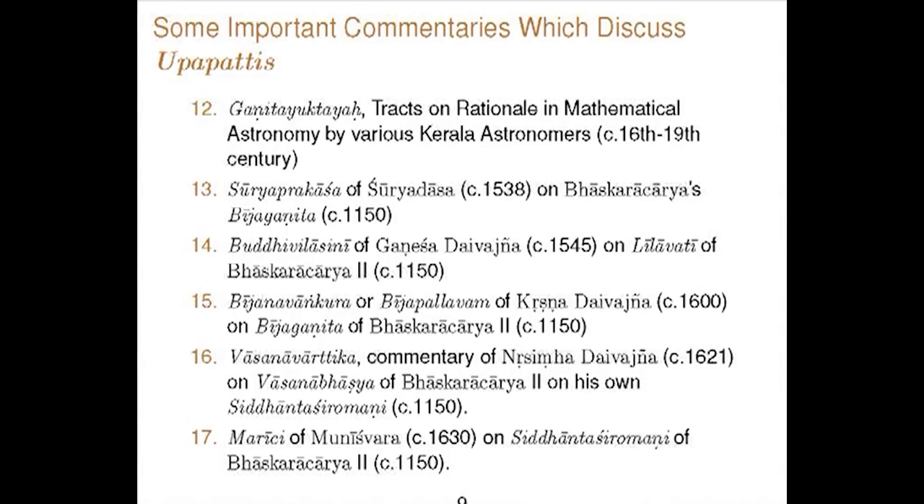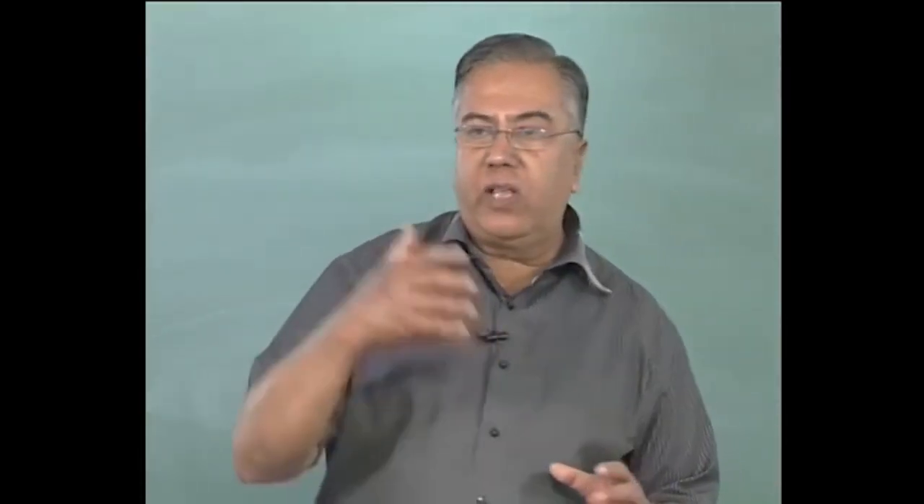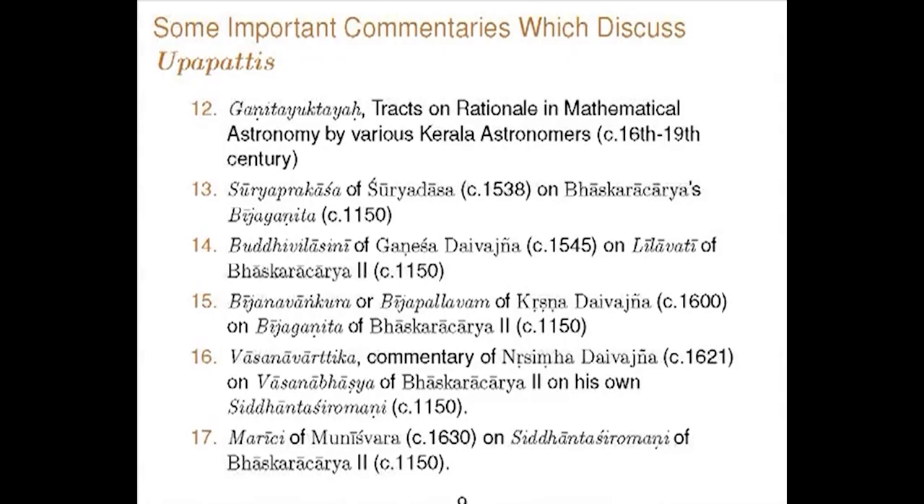Then about 20 years ago, Professor K. V. Sharma published a large number of tracts, which were small monographs, which contained discussions and proofs of small bits of results on various topics. So he compiled them and published about 20 such tracts 25 years ago. Buddhi Vilasini of Ganesha Daivajna we have talked about, Krishna Daivajna's Bijanavankura also we have referred to, and Suryadasa's commentary on Bijaganita also has upapattis. Vasana Vartika of Nrisimha Daivajna is a super commentary on Bhaskaracharya's Vasana Bhashya, and it is available in print. Marichi of Munishwara is another commentary on Siddhanta Shiromani which contains upapatti.